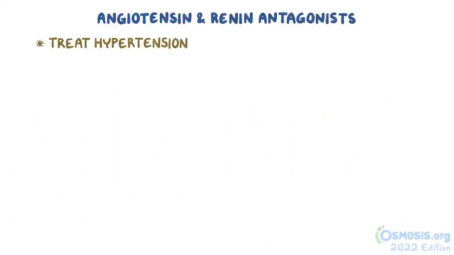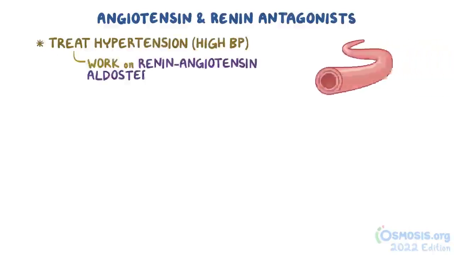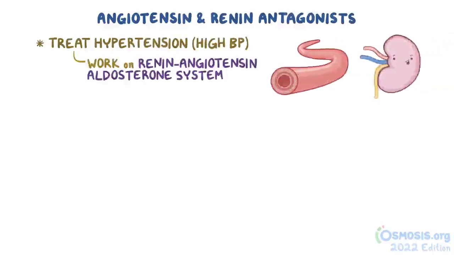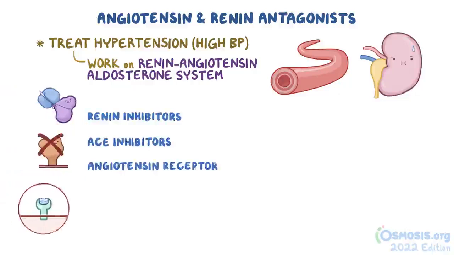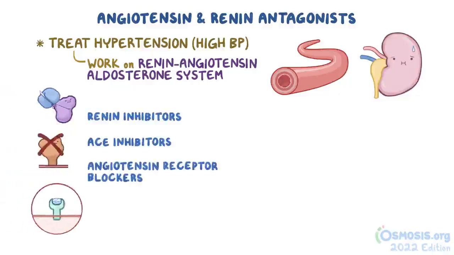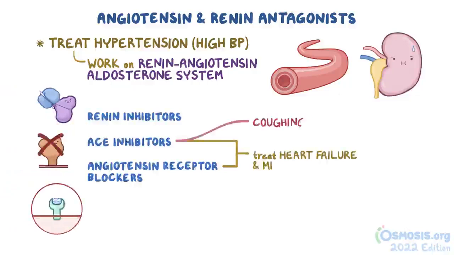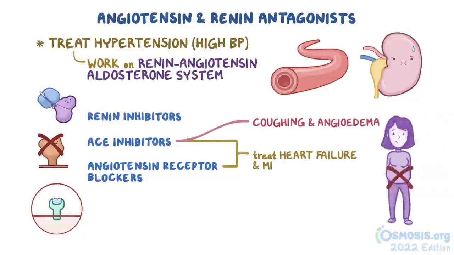Alright, as a quick recap, angiotensin and renin antagonists are a class of medications used to treat hypertension or high blood pressure. They work at different levels of the renin-angiotensin-aldosterone system that normally regulates blood pressure. The 3 main classes of medications include renin inhibitors, ACE inhibitors, and angiotensin receptor blockers. ACE inhibitors and ARBs can be used to treat heart failure and MI, but ACE inhibitors cause coughing and angioedema. None of these medications should be given during pregnancy.